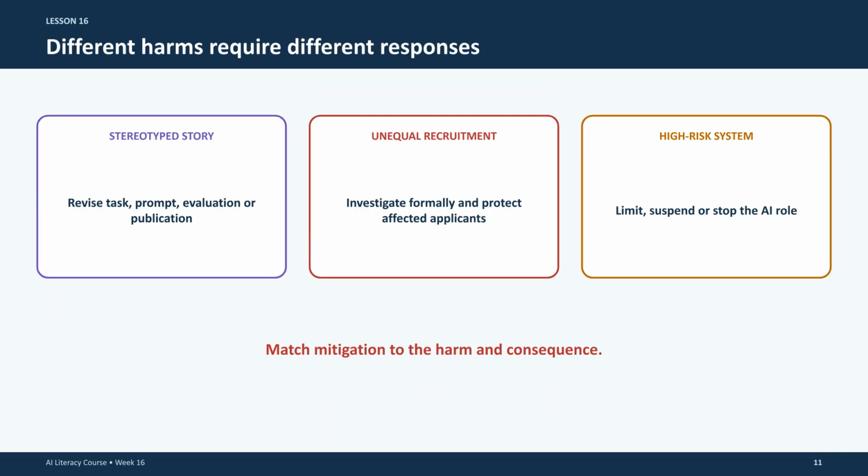Different harms require different responses. A stereotyped image might be addressed by changing a prompt, while an unfair recruitment system requires a deeper investigation and potential system suspension. You must always match the mitigation to the actual consequence.